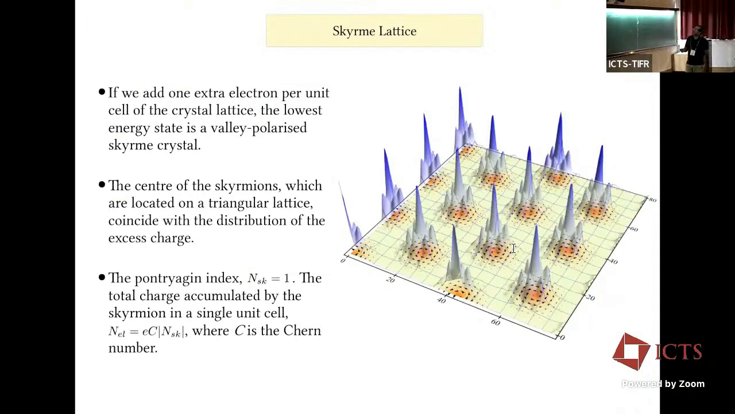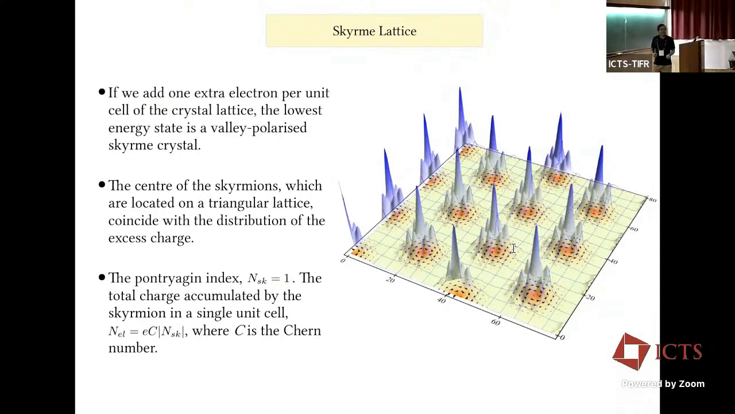So this has one extra electron per unit cell. So this unit cell is now a much larger unit cell than the Moire. Moire is itself like 10-some nanometers. This would be one more order higher. So this is like some 20, 30 of the Moire unit cell scale. So this is what the Skyrme lattice is.